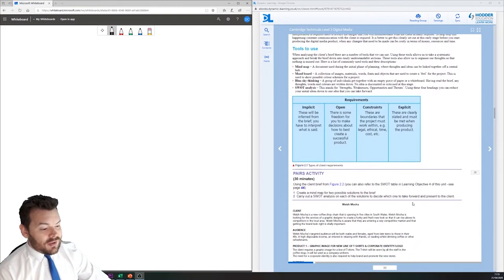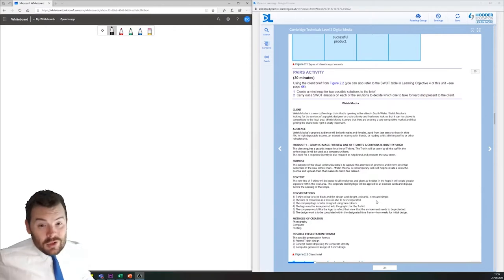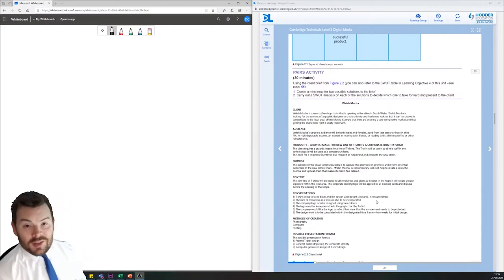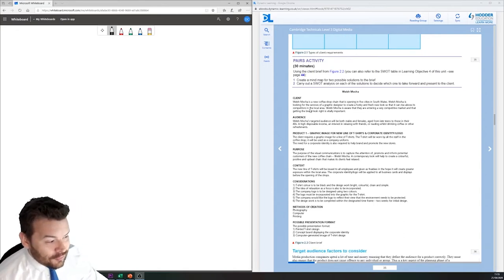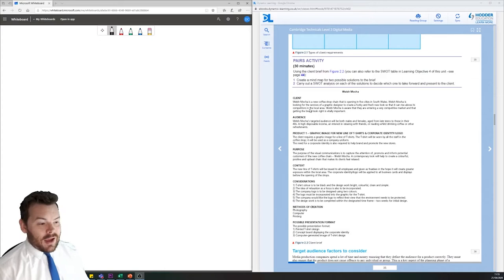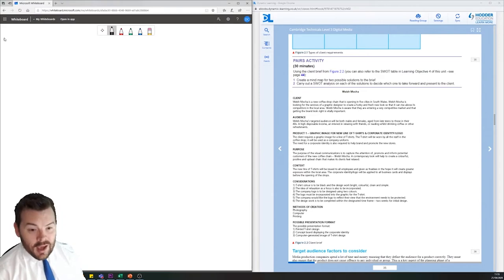Our activity today is this one here, where we're going to be talking about a company called Welsh Mocha. Welsh Mocha is a coffee chain operating in 5 cities in South Wales. I know this because it says so right here at the top where it says client. Because it says it straight away, one of the things I'm definitely going to be doing is creating some notes on the side, making sure that I include the important details at the top there.